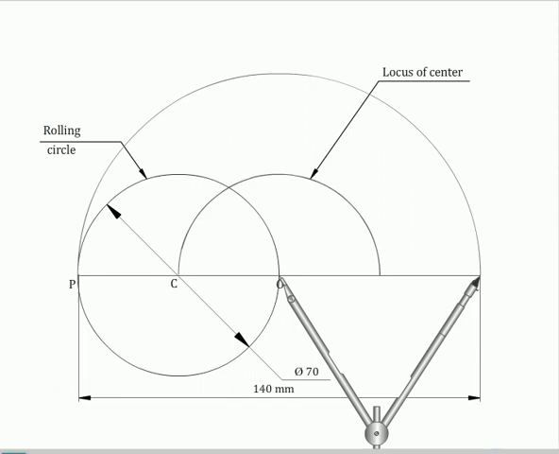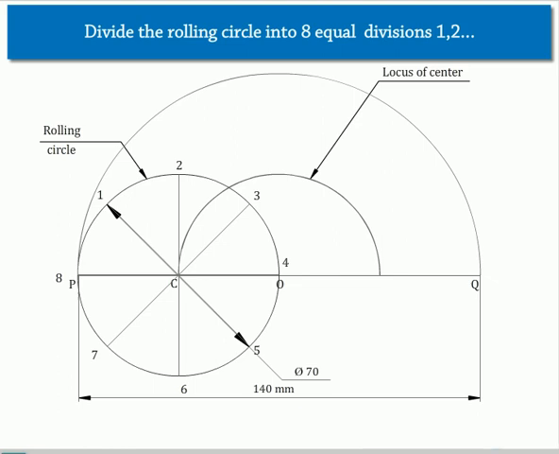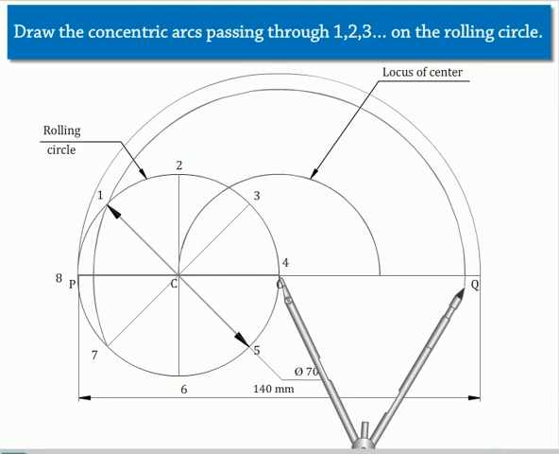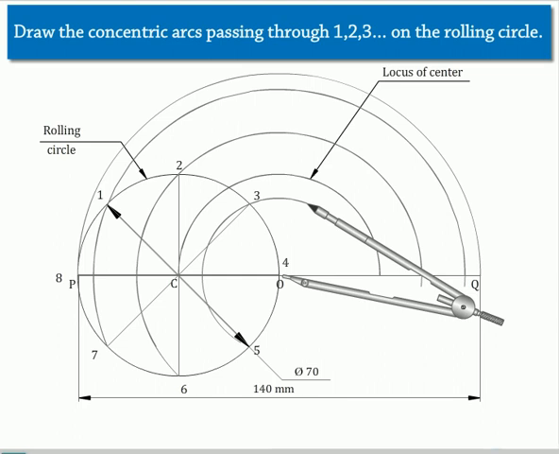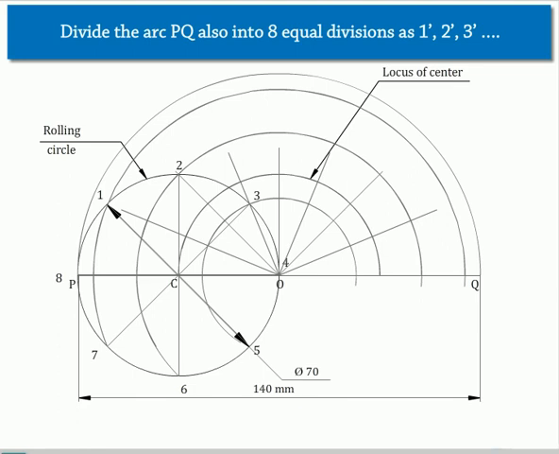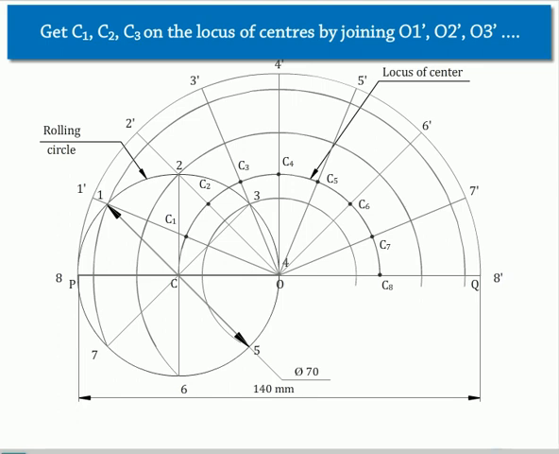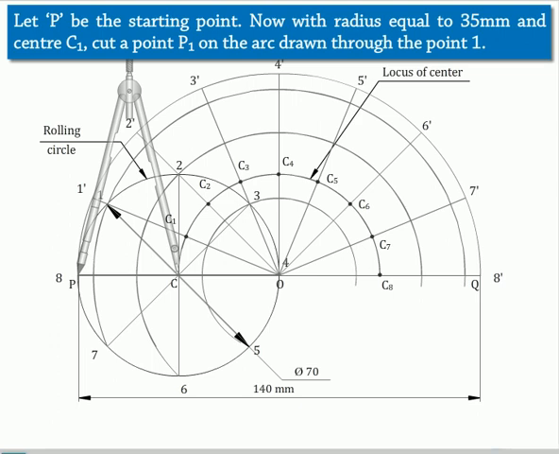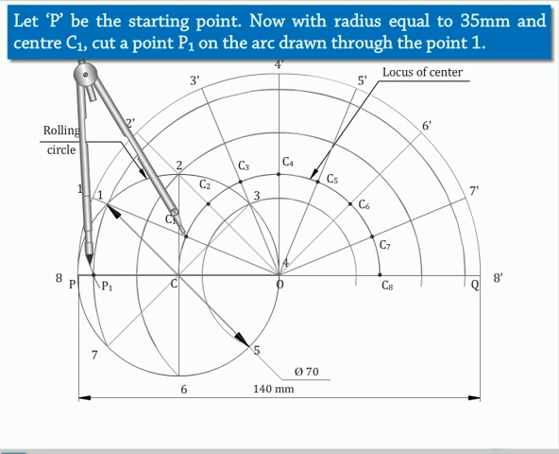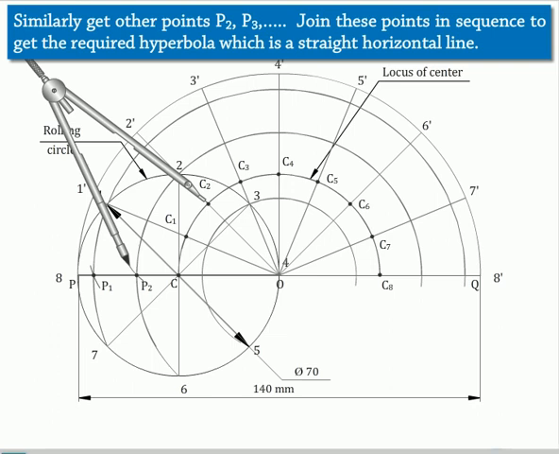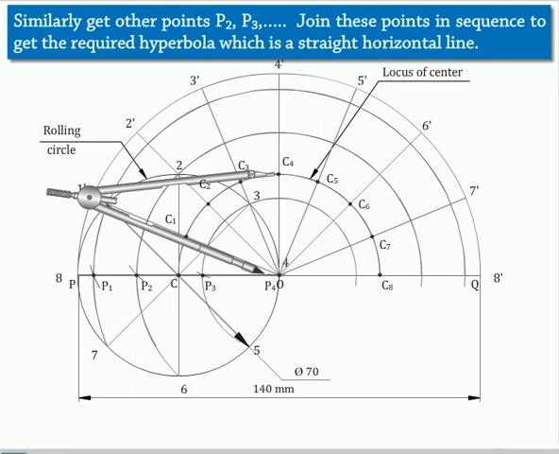Divide the rolling circle into 8 equal divisions. Draw concentric arcs passing through 1, 2, 3, etc. on the rolling circle. Divide the arc PQ also into 8 equal divisions. Get C1, C2, C3 on the locus of centers by joining O1', O2', O3', etc. Let P be the starting point. Now with radius equal to 35 mm and center C1, cut a point P1 on the arc drawn through point 1. Similarly, get other points P2, P3, etc. Join these points in sequence to get the required hypocycloid, which is a straight horizontal line.